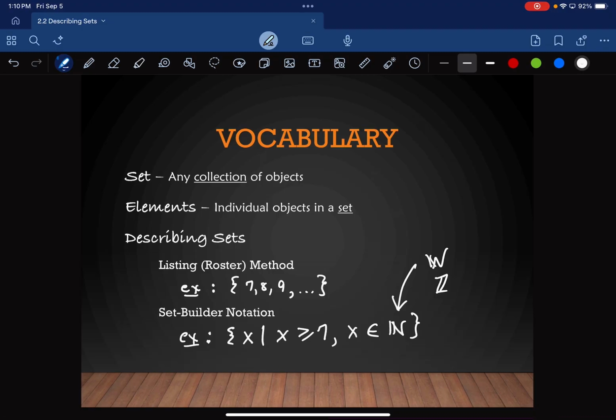And I don't think we've actually talked about those symbols yet. Is that true? Have we not? We have not yet. Okay.